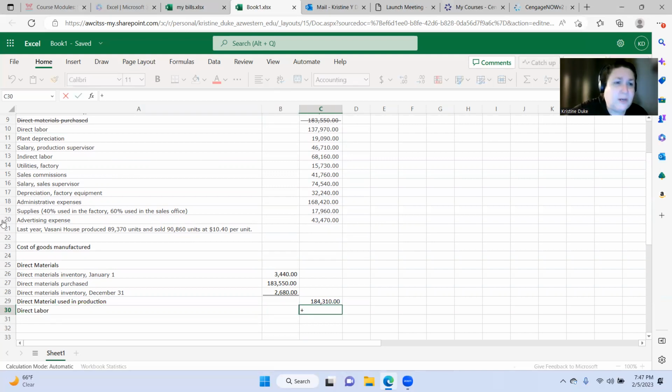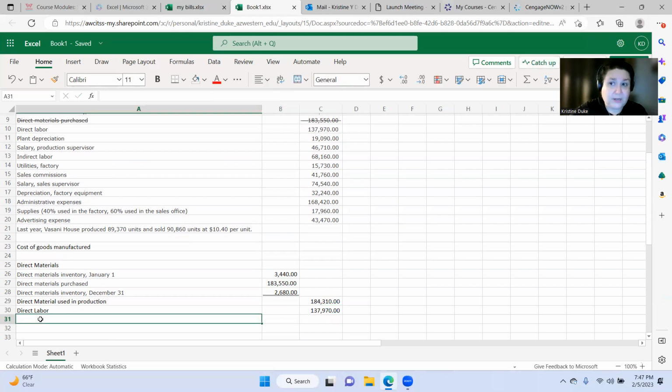And I'm just going to go straight up here to the direct labor. Okay. And then we're going to start listing our factory overhead because, you know, what are our product costs? Well, our product costs are going to be our direct materials, our direct labor, and our factory overhead. So we've got to figure that out. What on earth is our factory overhead?